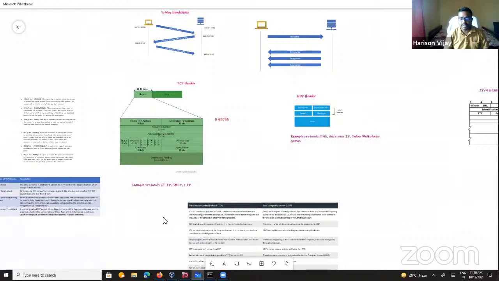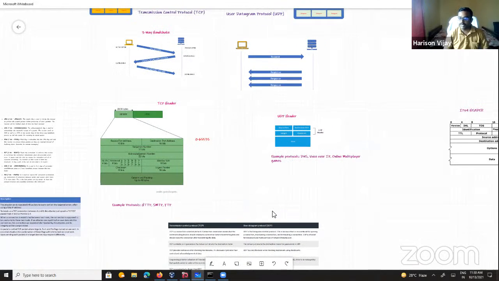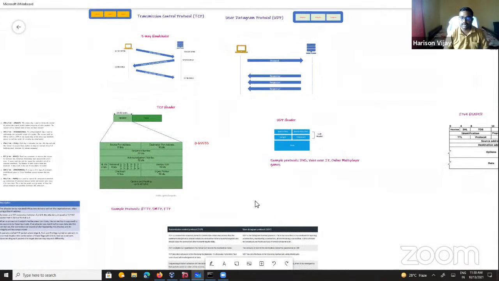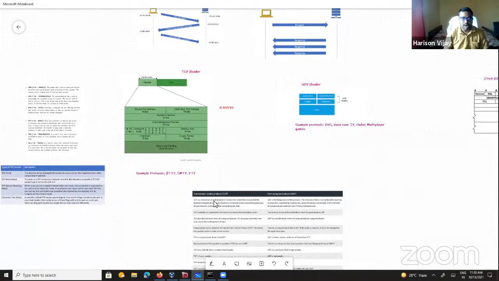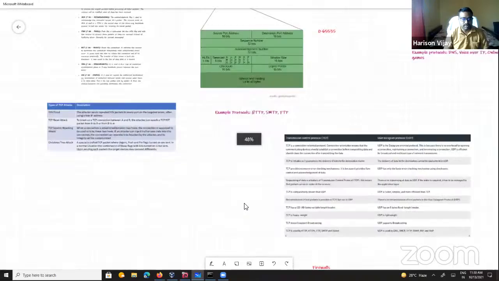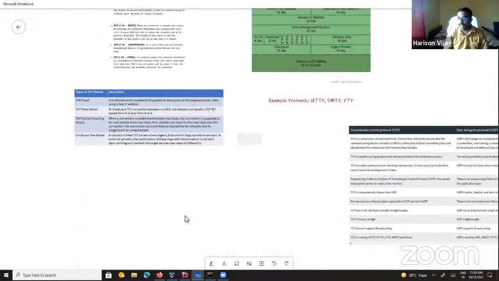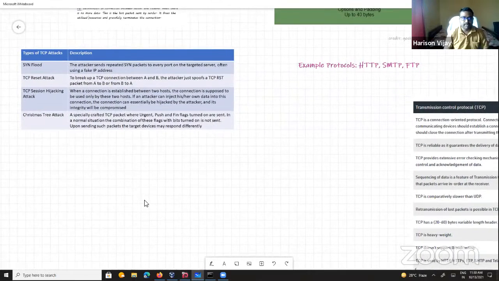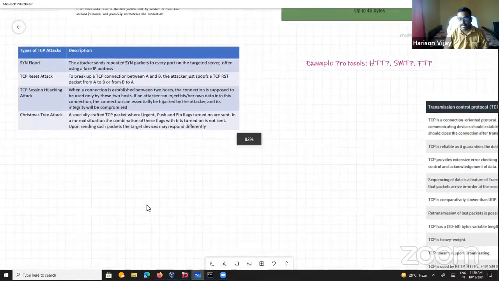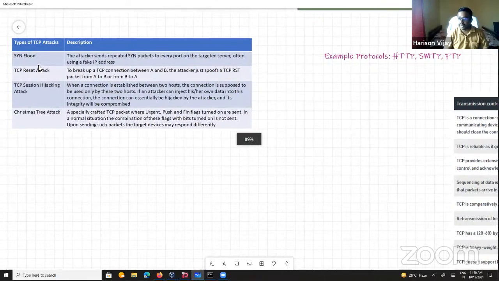Okay, so yesterday we discussed layers up to the transport layer. We discussed the TCP protocol. We discussed the UDP protocol. What I wanted to start with is the type of attacks that can take place on this layer. Okay, so the first type of TCP attack is called a SYN flood.